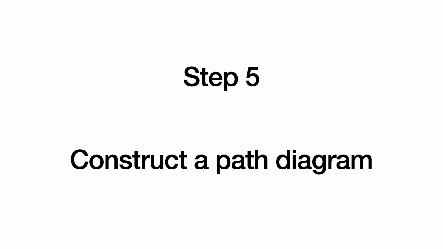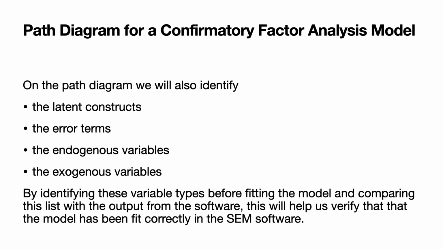Step 5, we construct a path diagram. Now on the path diagram, we will also identify the latent constructs, the error terms, the endogenous variables, as well as the exogenous variables. By identifying and classifying these variable types before fitting the model, and then comparing this list with the output from the software, we'll be able to help verify that the model has been fit correctly in the software.